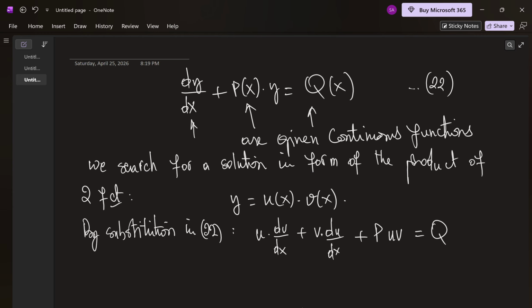As you can see, we have u here and u here, so you can factor this out to get u times dv over dx plus p times the function v. What is left is v times du over dx. This is equal to q.